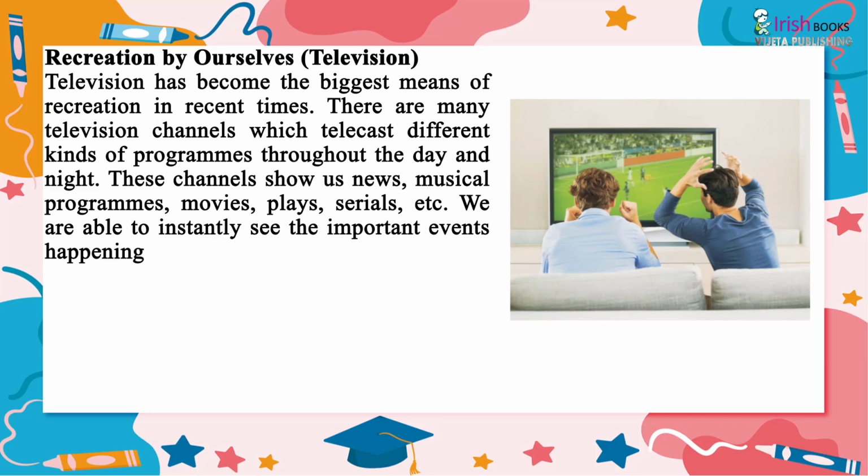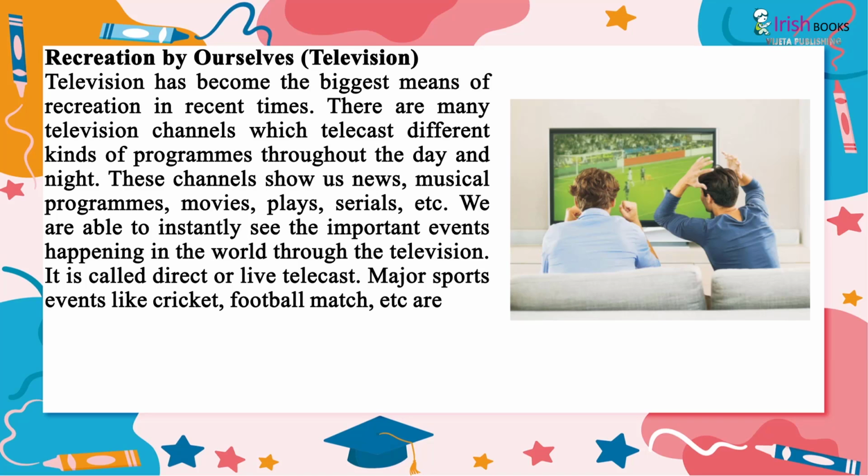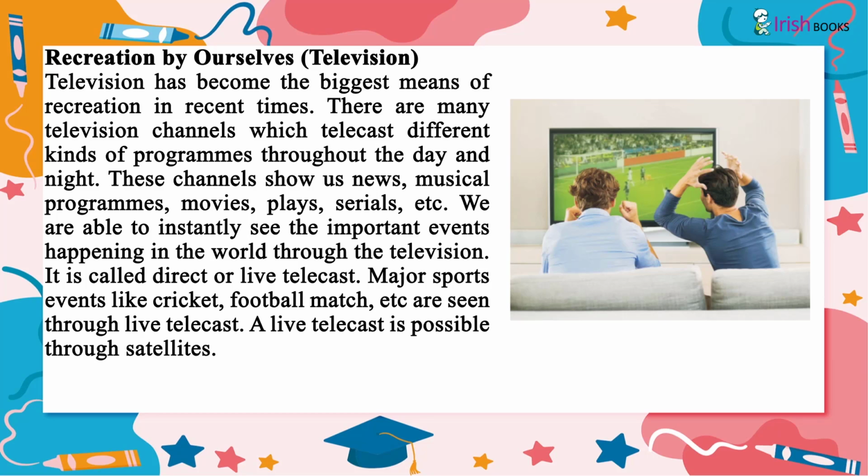We are able to instantly see the important events happening in the world through the television. It is called direct or live telecast. Major sport events like cricket, football match, etc. are seen through live telecast. A live telecast is possible through satellites.